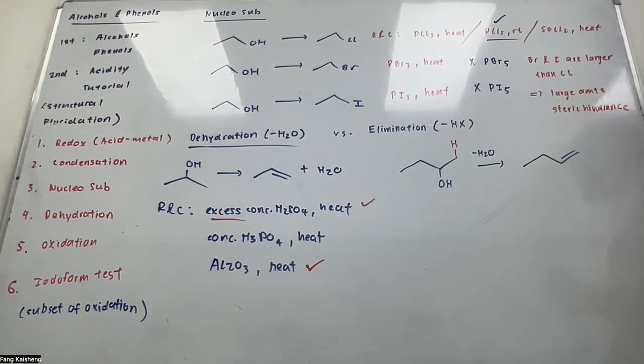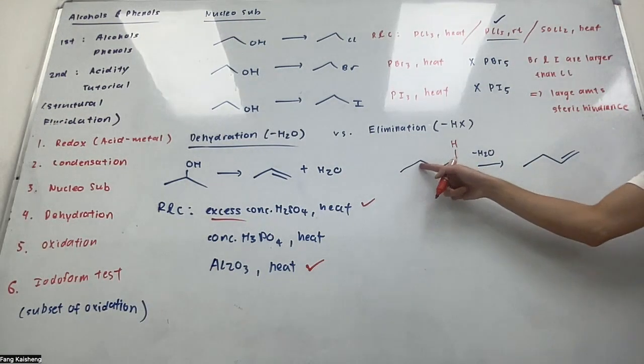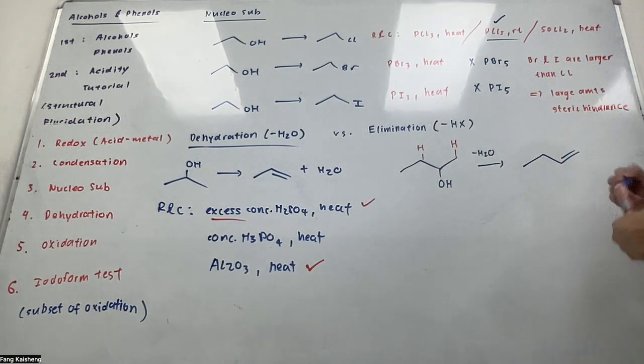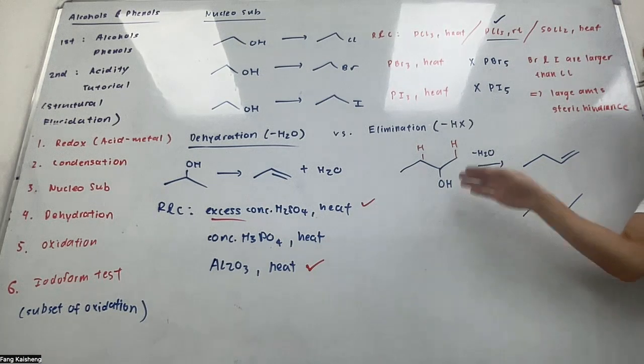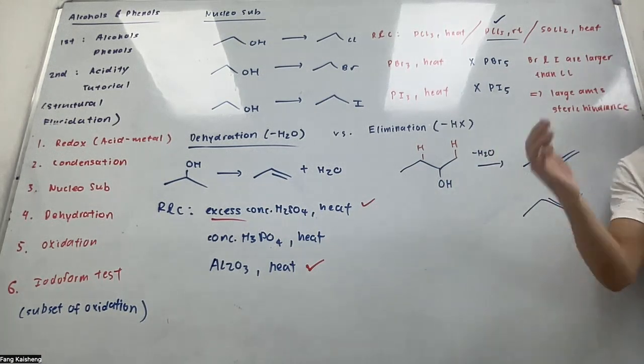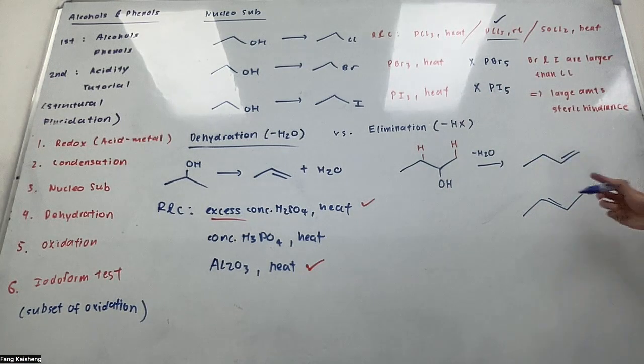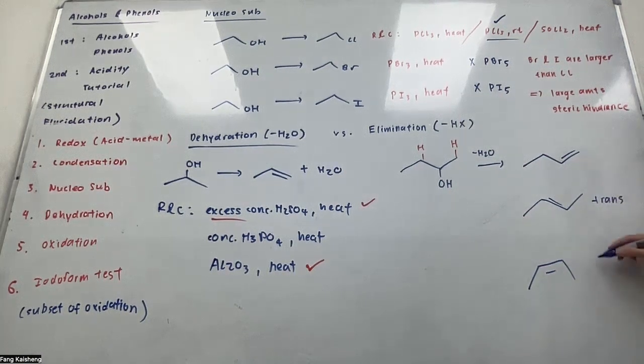We can also go on the left, right? Is there an H on the left? Yes. Because there's an H on the left, you can also get this. However, there is a third product, and it's not water, because I said organic products. Water is not an organic product. It's the cis isomer of this one. So we label this the trans, and this is the cis.